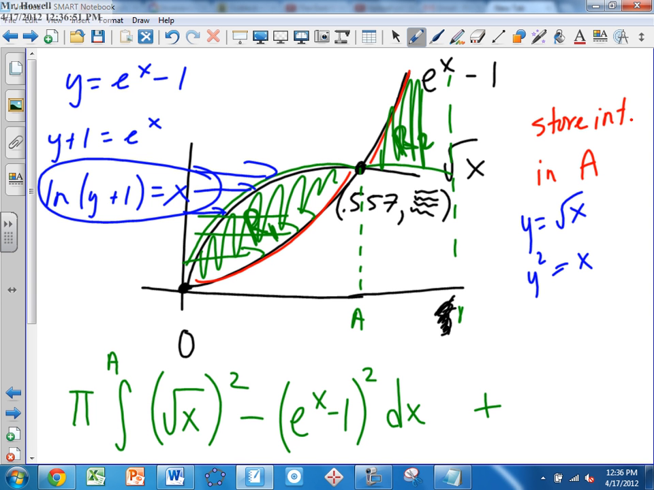So we'd have to go from 0 to A, where A, or let's call it B. We'd have to go from 0 to B of the outer minus the inner. Then we'd have to go from B up to whatever this function is of the outer minus the inner, having them switched. Okay, all with respect to y. All with respect to y.